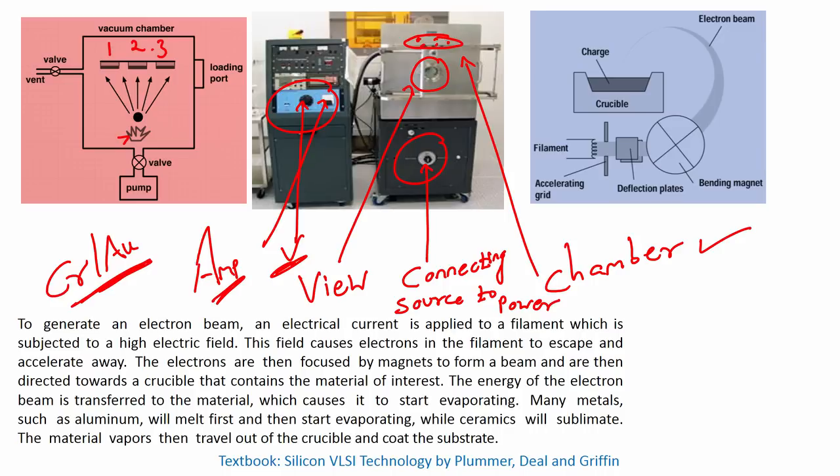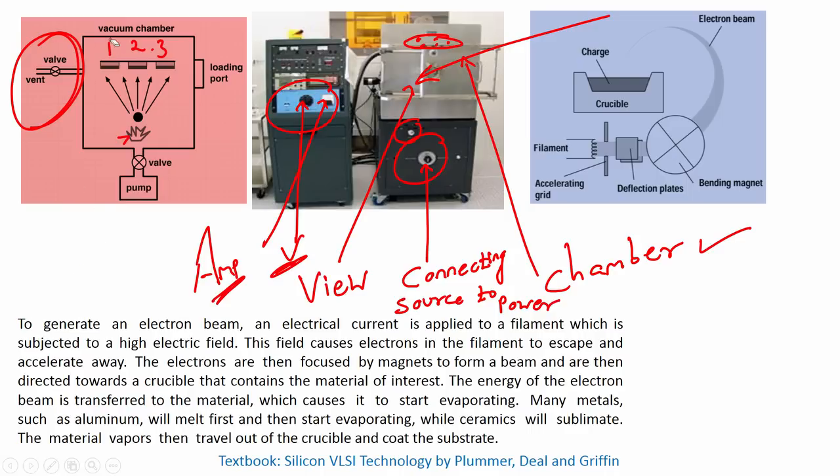Once it is done, you can open this particular chamber by opening the vent valve, right. So, this is how it actually looks like. Okay. This is the handle, you see, this one is the handle to open the chamber, all right. So, this is how your physical vapor deposition or thermal evaporator looks.